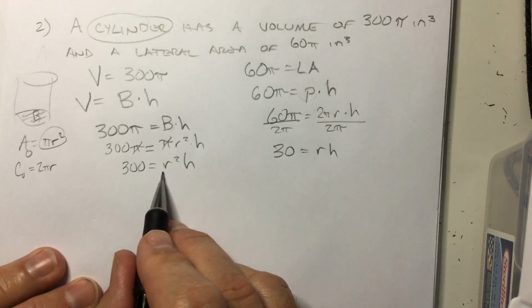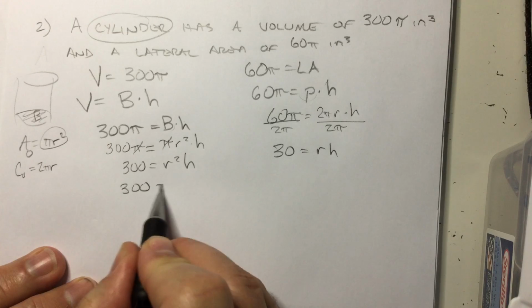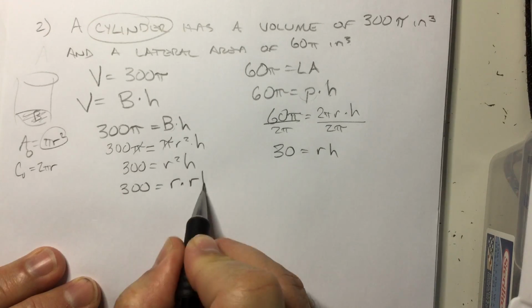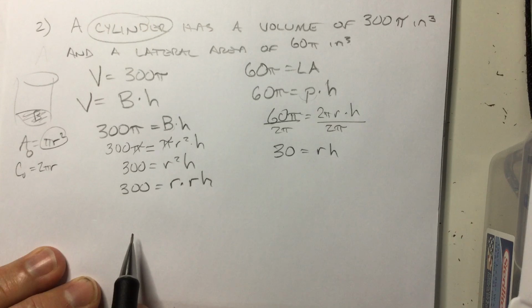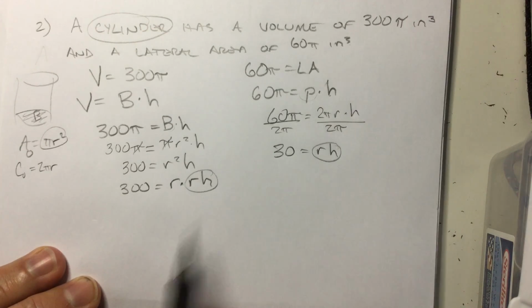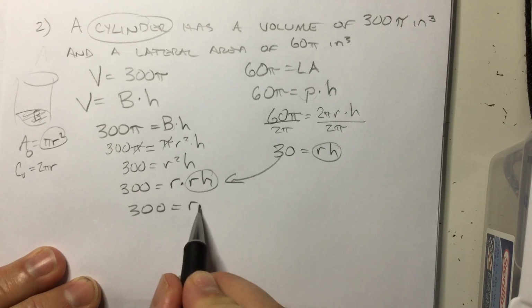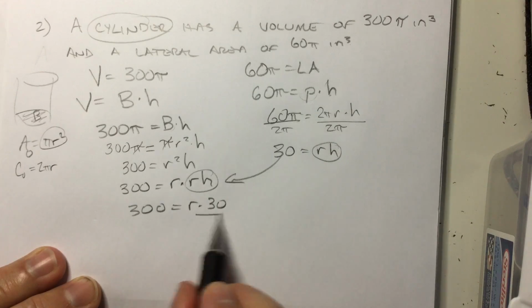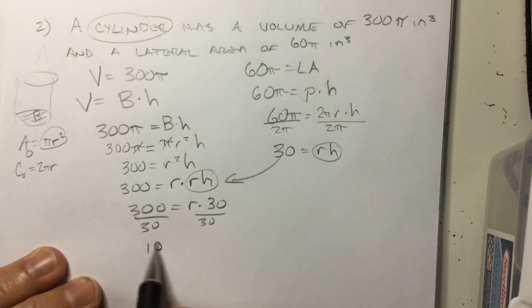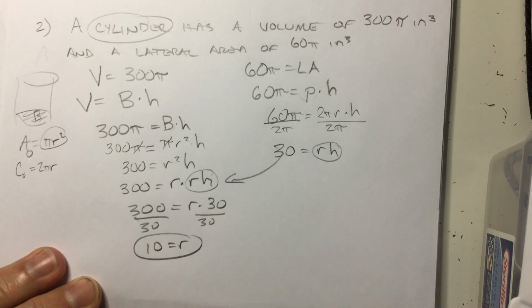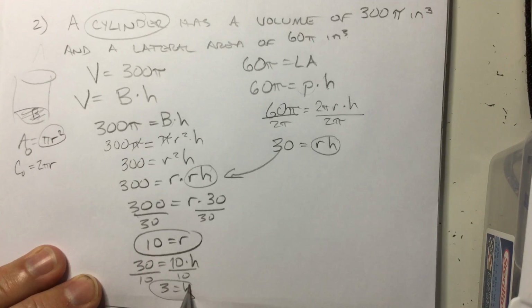Well, this is rh, this is r squared h. So really, I'm going to express this as r times rh. And that is the equivalent of r squared h. But now I've isolated rh, which means I can substitute, saying 300 is equal to r times 30. To solve for r, I'll divide by 30 and get that 10 is equal to r. Well, if 30 is equal to r times h, and r is now 10, 30 is equal to 10 times h. So h is equal to 3. That was the first part of the question, what's the height?